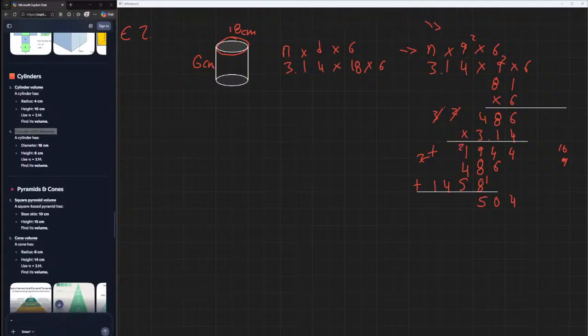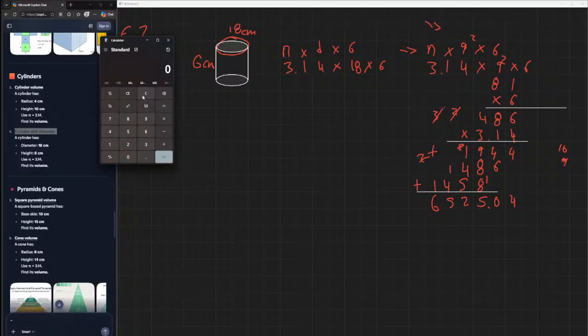And then we have 5, 5, 10, 12, 5 and 6, and then we have 2. And let's see, did I do this calculation correctly? So if I do 486 times 3.14, no, of course I didn't do it correctly. Oh my days, bro. Where did I go wrong?